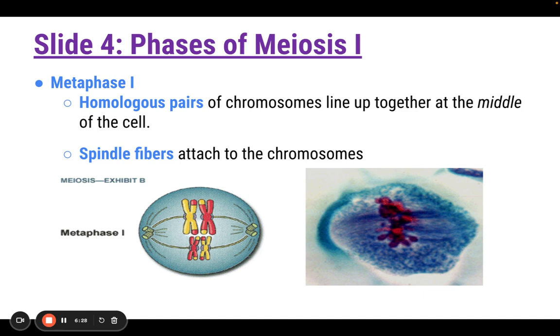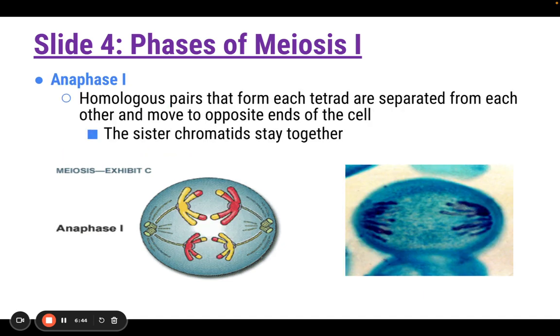So after crossing over takes place during the homologous pairing where the tetrads form, they are going to line up in the middle of the cell during metaphase 1. This probably looks somewhat familiar. At this point, like before, spindle fibers attach to the chromosomes at the centromere.